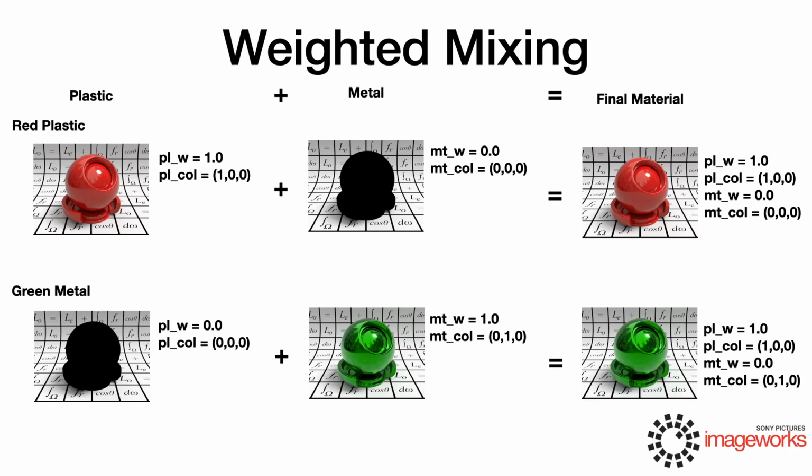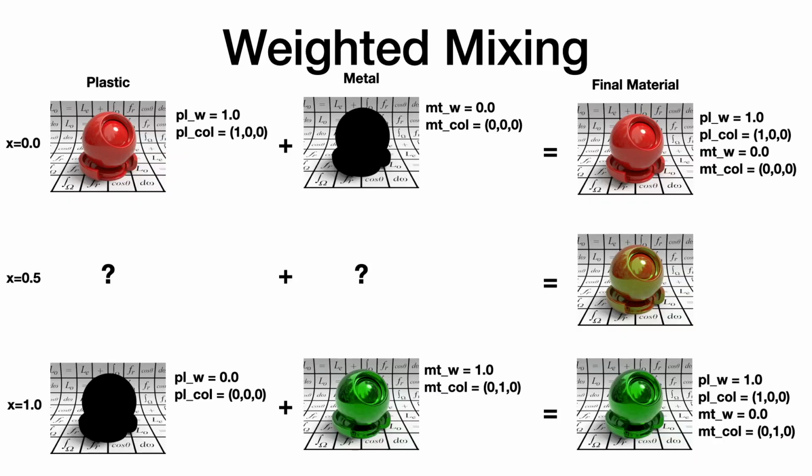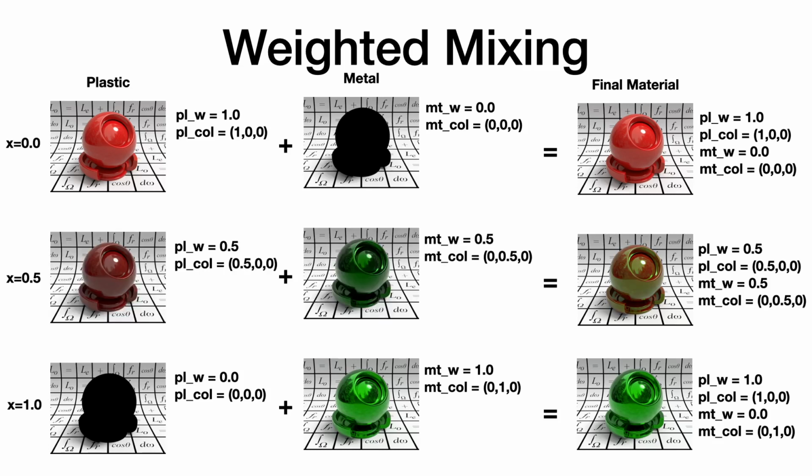The green metal is the complement of this, with a plastic weight of 0 and a metal weight of 1 and no plastic color specified. And we can see on the right the final summed up material. Now we're going to blend these two materials together using a blend amount x. If we carry out a straightforward linear blend of the values using x, then we know that we have the correct results at x equals 1 and x equals 0. But what do we have in the middle? We'd like it to look something like this. But linearly interpolating the weight and the color leads to a result here that is darker than we'd expect it to be. So instead we use weighted mixing to do it a little better.